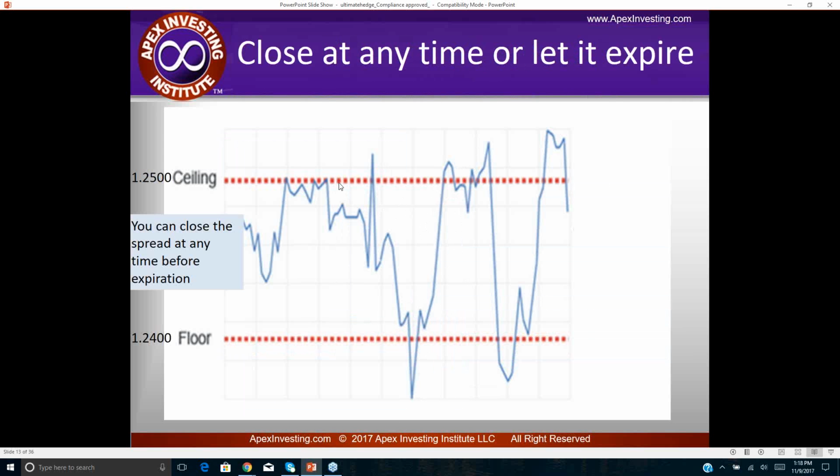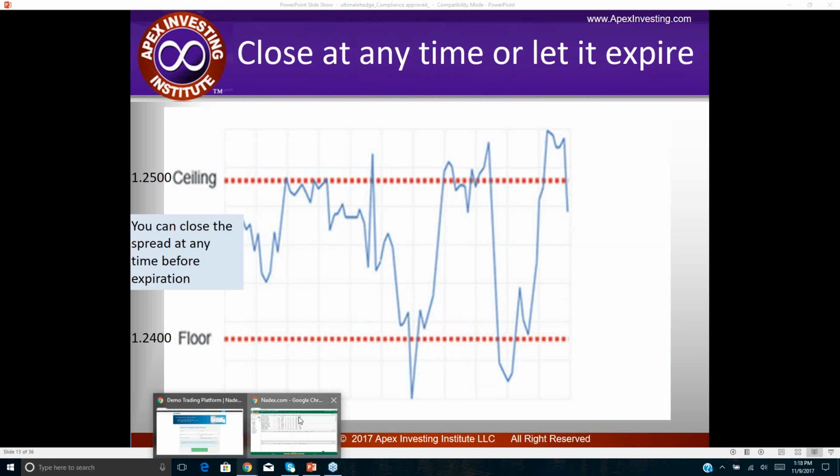Just the basics of spread. You can buy or sell a spread. You've got your floor and ceilings that cap your risk or your profit. And spreads, just like binaries, have expirations. Okay, and you've got all type of different expirations available.